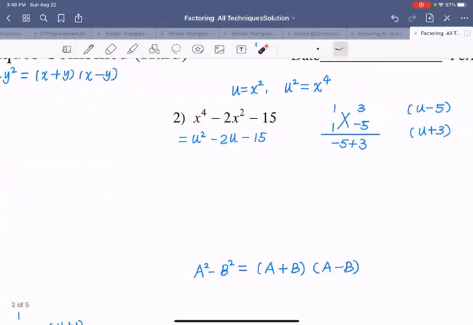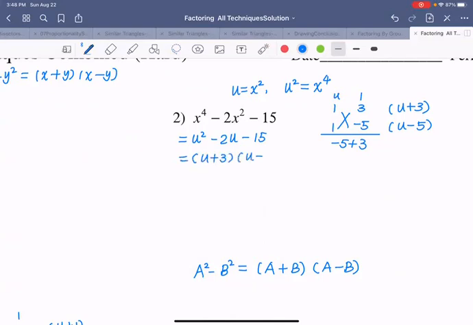So this is the column for u, and this is the column for the constant. So this is 1u plus 3 times 1u minus 5, correct? All right. So based on this, we can say this is u plus 3 times u minus 5, correct? U is who? X squared. So we will put it back.